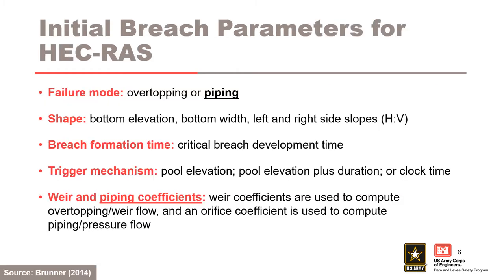When performing a dam or levee breach analysis, teams must first estimate the characteristics of the breach. Once the breaching characteristics are estimated, the Hydrologic Engineering Center's River Analysis System, or HEC-RAS, can be used to compute the outflow hydrograph from the breach and perform the routing. The HEC-RAS software requires the user to enter the following information to describe a breach. The user will identify a piping failure mode for internal erosion and specify a piping coefficient used to compute piping pressure flow. The user will also specify the breach dimensions, critical breach development time, and trigger elevation.